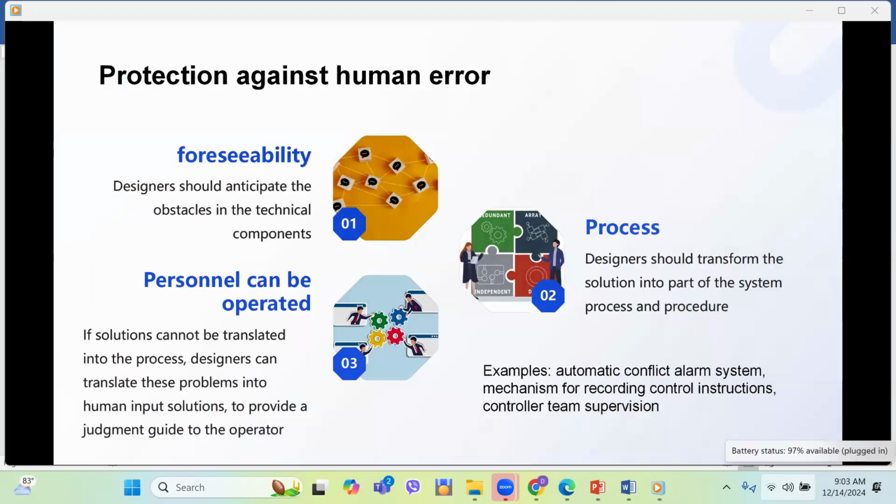So how can we protect against human error? 1. Foreseeability. Designers should anticipate the obstacles in the technical components. 2. Process. Designers should transform the solution into part of the system process and procedure. 3. Personnel can be operated. If solutions cannot be translated into the process, designers can translate these problems into human input solutions to provide a judgment guide to the operator.